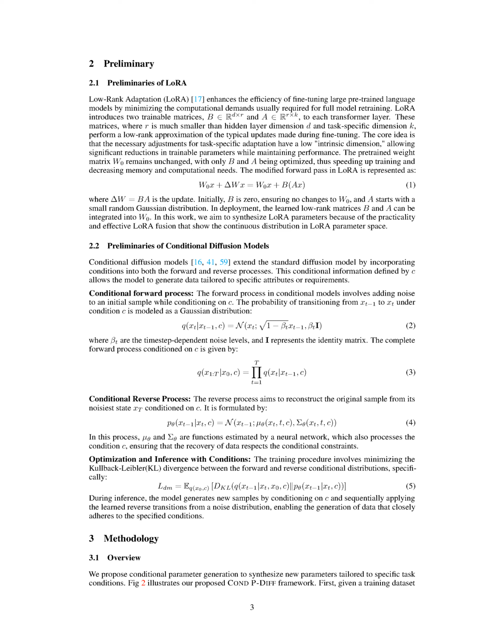Section: Preliminaries of Conditional Diffusion Models. In this section, we discuss the preliminaries of conditional diffusion models. These models enhance the standard diffusion model by integrating conditions into both the forward and reverse processes. The conditional information, denoted as C, enables us to generate data that meets specific attributes or requirements.